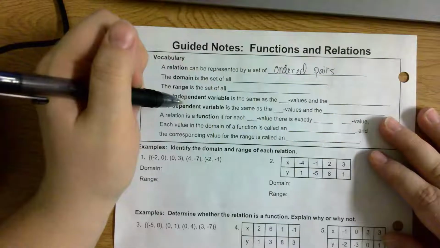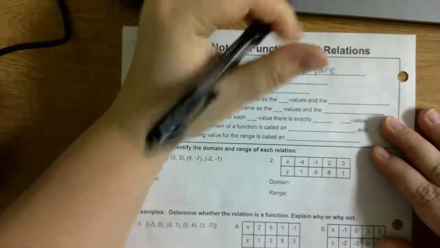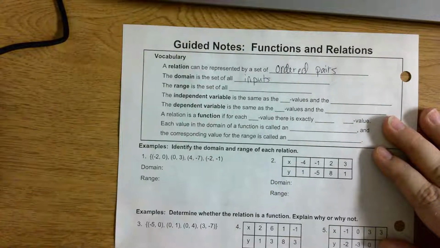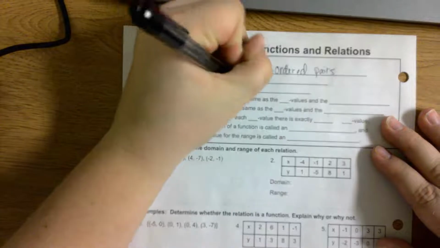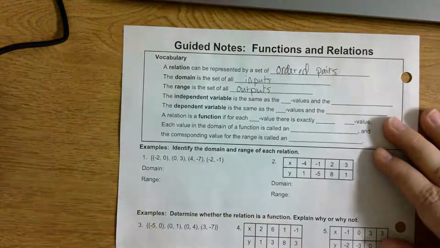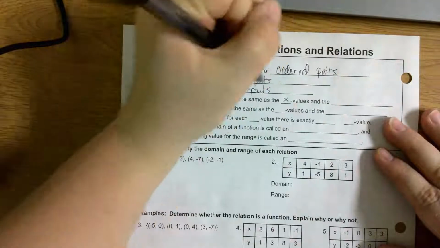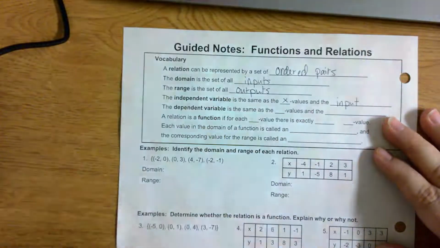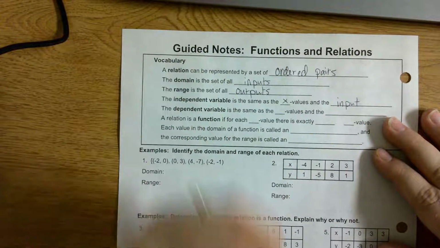The domain is the set of all inputs, and the range is the set of all outputs. The independent variable is the same as the x values and the input. The dependent variable is the same as the y values and the output.